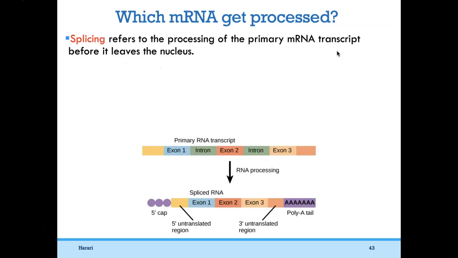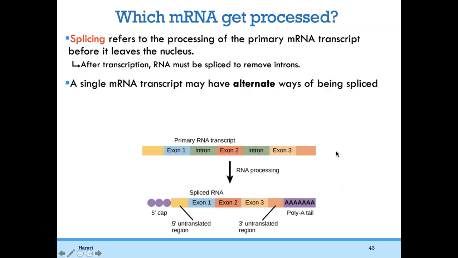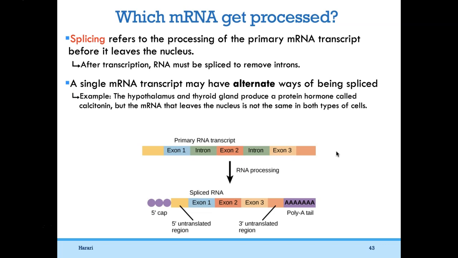Splicing can also be done in different ways. So there's not only one way to process an mRNA, and this can add a lot of flexibility to post-transcriptional control. Certain transcripts might include all the exons, while other transcripts might only have some of the exons. So you could actually have different protein products made from a single transcript of mRNA. So a single transcript may have alternate ways of being spliced, and this is called alternative splicing.